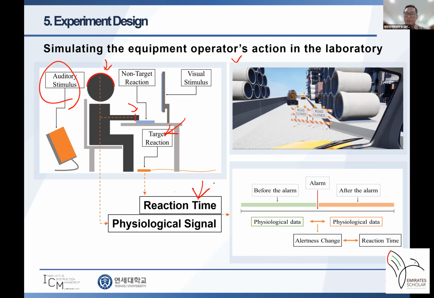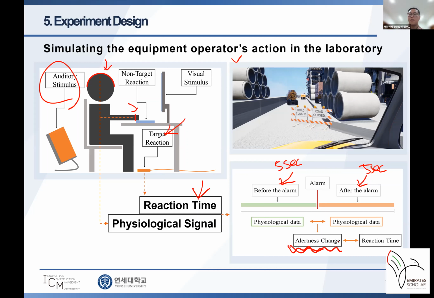And for the data processing, we're going to collect the physiological data for 5 seconds before the alarm and 5 seconds after the alarm. We can compare the alertness before the alarm and the alertness after the alarm, and we can get the alertness change. A tendency of alertness change over time means the alert fatigue. If the alertness decreases as time passes, it means the alert fatigue is present.